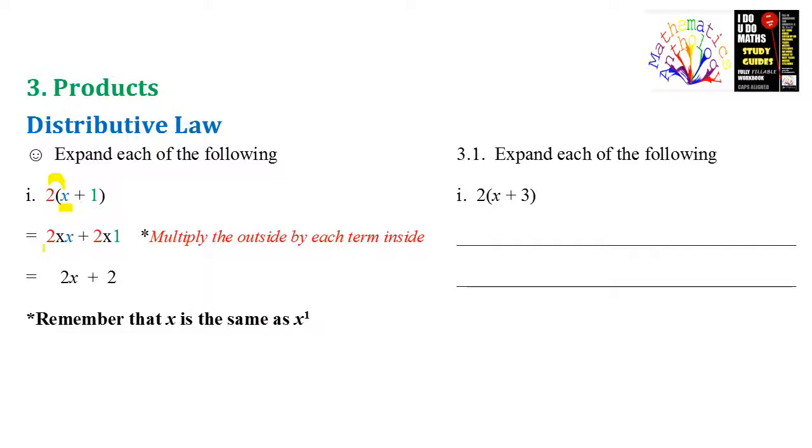So that will become 2 times x. Then we need to multiply the 2 outside the bracket by the second term inside the bracket, which is positive 1. So that will become 2 times 1. And because there's the plus sign in the middle there, that's going to be a plus sign as well. So 2 times x will give me 2x. And 2 times 1 will give me 2. And I bring down my positive sign, which is here. So 2 into x plus 1 is expanded to become 2x plus 2.